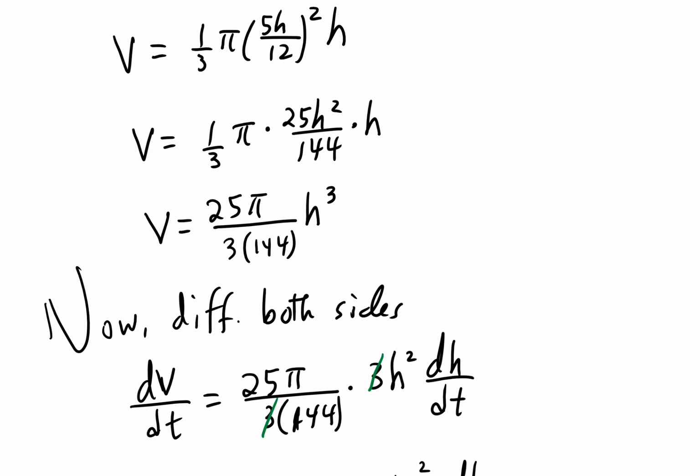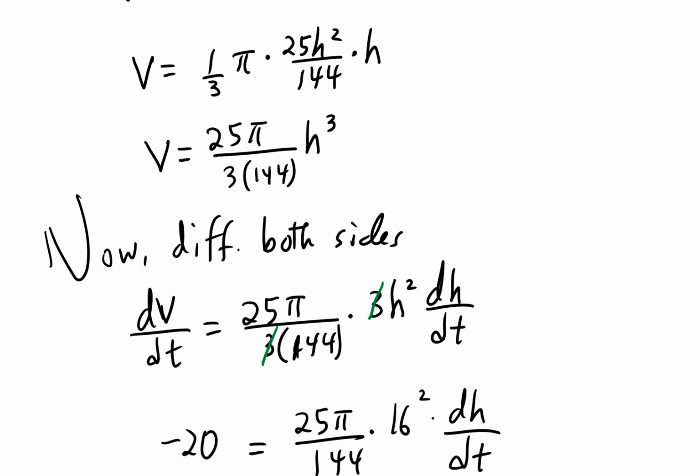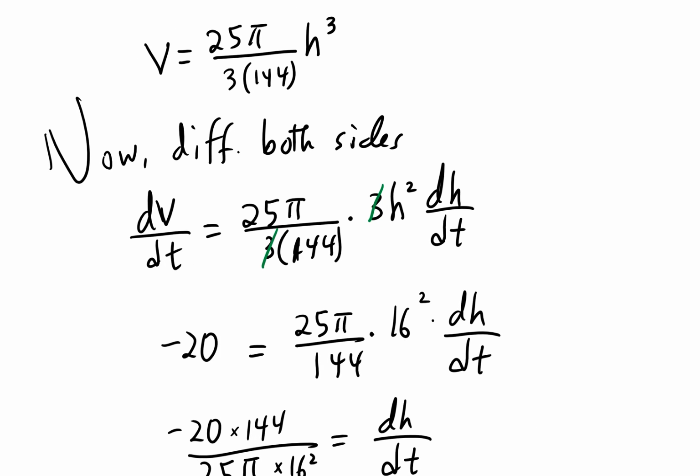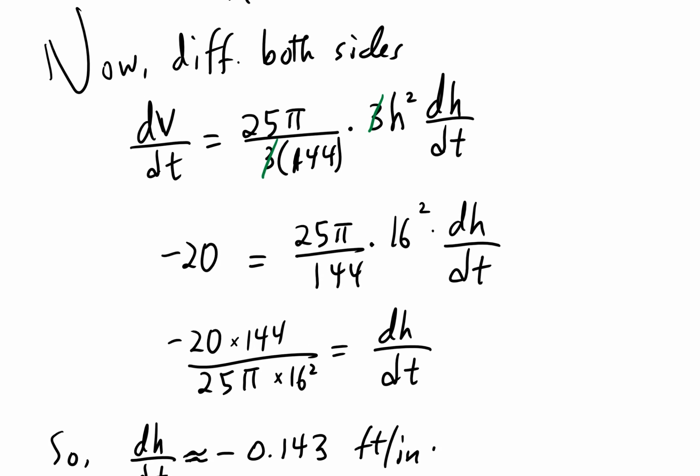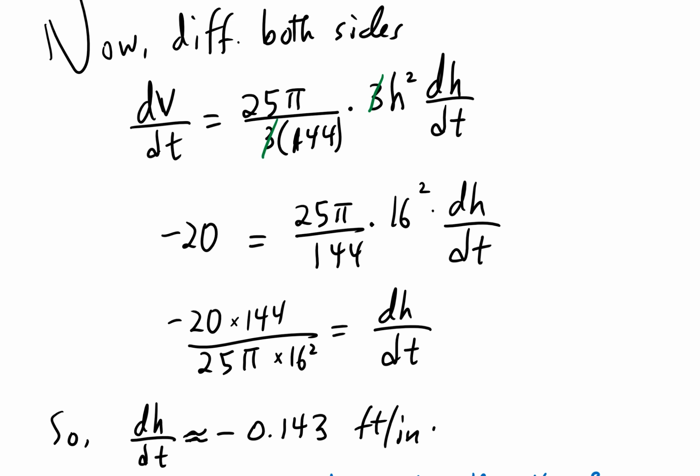Let's see what they give us. They want dh/dt. Well, they give me the height. The height is at 16. And they give me dV/dt, which is negative 20. So it's a matter of substitution here. You substitute and you solve for dh/dt. And that would give me negative 0.1143.